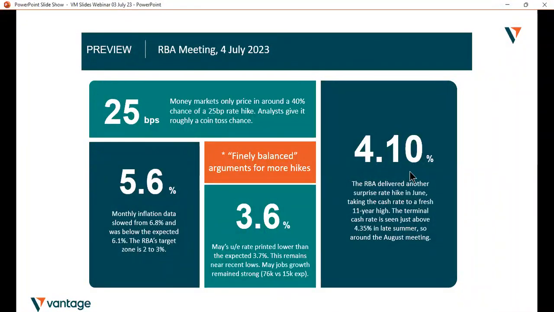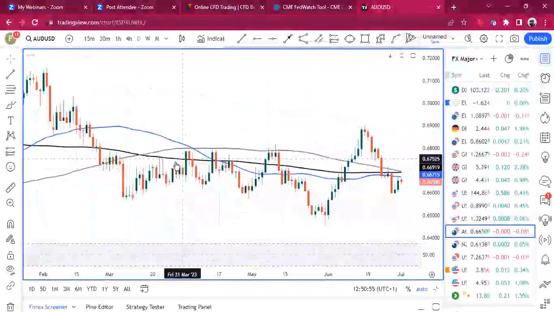And yeah, we've just got in there 4.1%, sort of 4.4% I think now, and above that seen as the peak rate. Okay, let's look at the Aussie dollar then.